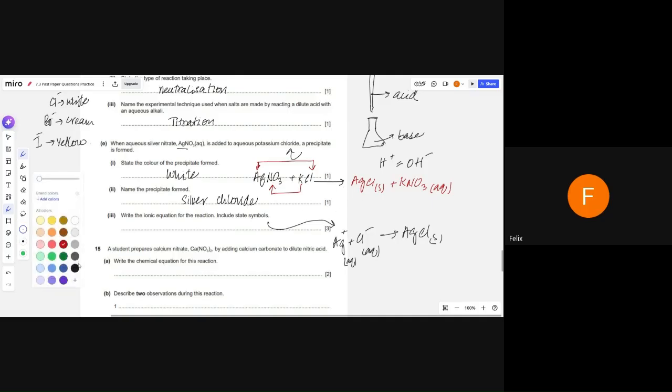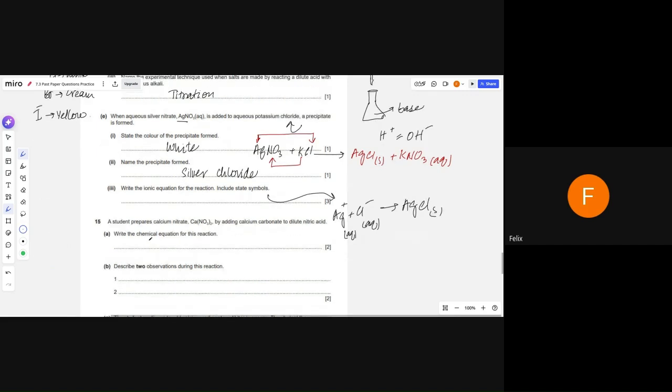So we have another question similar to this one. A student prepares calcium nitrate. Okay, a student prepares calcium nitrate, so that's a product. So I'm going to write it here.